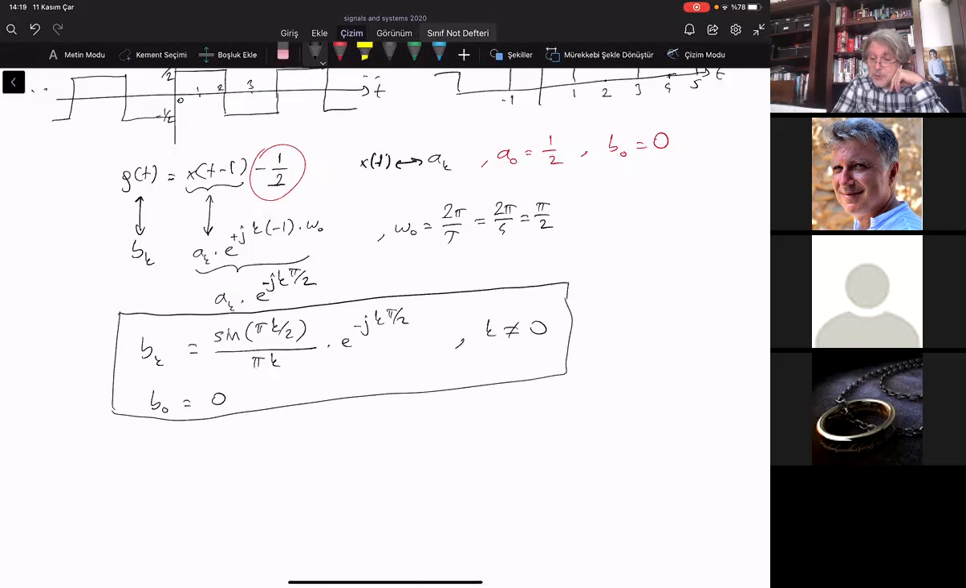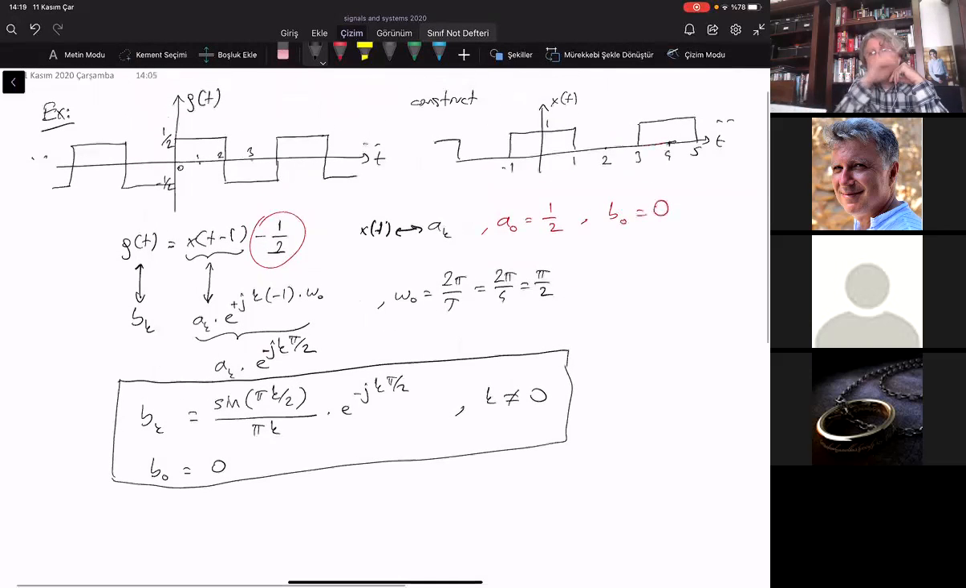I'm pretty much sure that if you try to take the integral of this rectangular box periodic signal and take the integral formula, and from there, if you want to combine everything and simplify it as much as possible, it will still be very difficult for you to come up with this bk expression, sine pi k over 2 over pi k times e to the minus j k pi over 2. It looks difficult. So that's why you need to apply the properties. That is a critical tool for us.